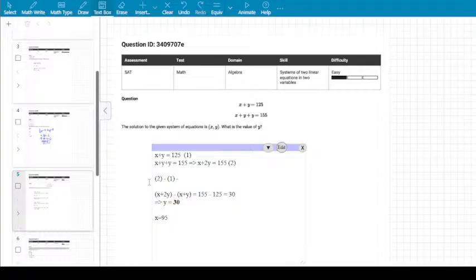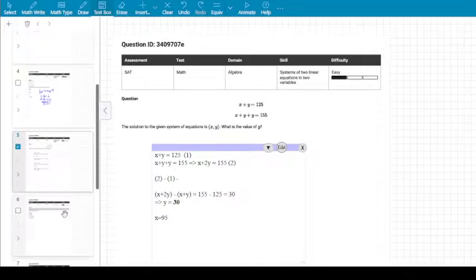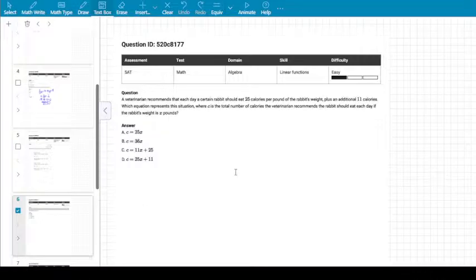Okay. Now let us move to the next question. This is question number 5. This is the next question. It is a question based on linear functions, and it is an easy difficulty level question. So we have a word problem here, and we'll have to express it in terms of a mathematical formula.